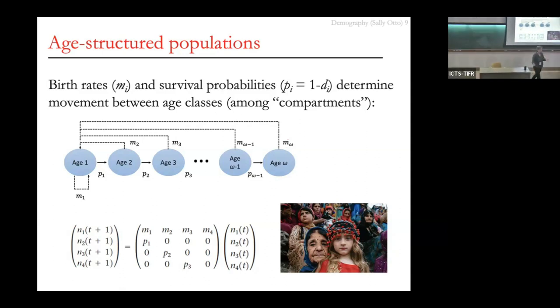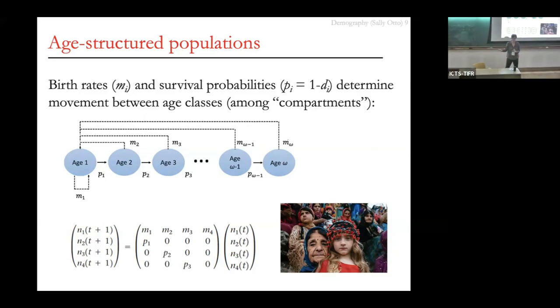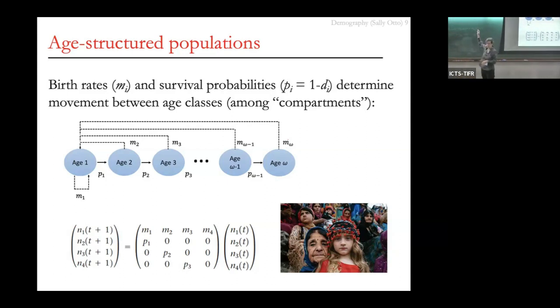What was that? P2N2. The number of ones in the previous age class times the chance that they survive. Okay, so any matrix, any linear set of equations can be written in matrix form. Sometimes there's constants for other models, but I'm not going to deal with those today.